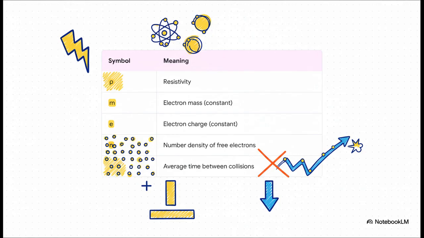Think of it like this. Tau is the average time an electron gets to zip around freely before it smacks into an atom. It's kind of like a pinball machine. A long tau means the ball travels a good distance before hitting a bumper. So, to be a good conductor, a material needs two things: tons of free electrons, a big n, and a clear path for them to travel, a long tau.